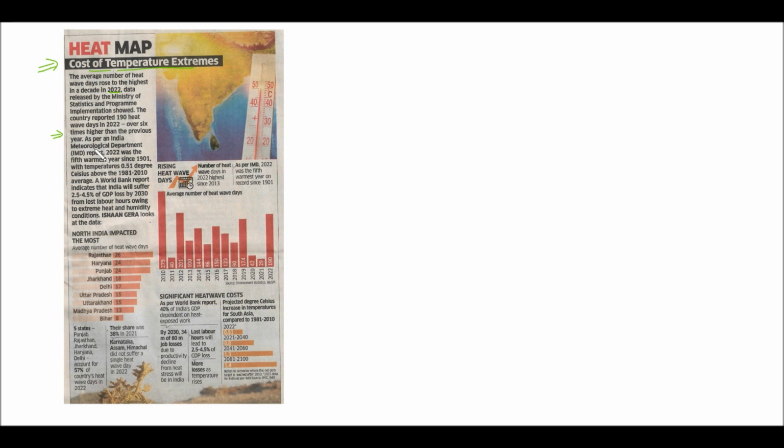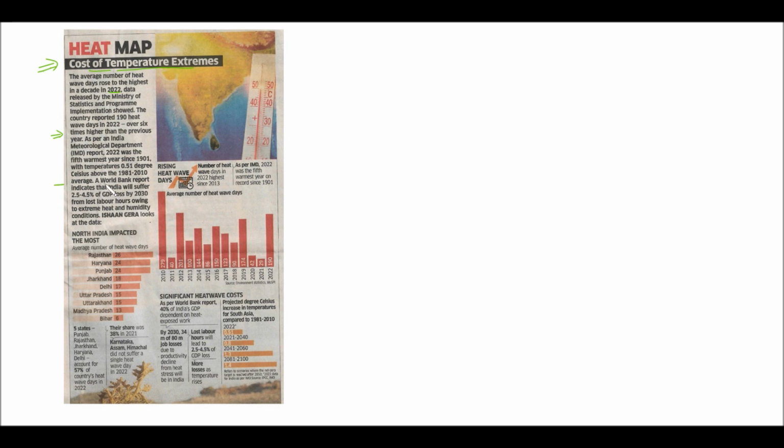As per an Indian Meteorological Department report, 2022 was the 5th warmest year since 1901, with temperatures 0.51 degrees Celsius above the 1981 to 2010 average. So the temperature has increased by 0.51 degrees as compared to the previous numbers. So this is the heat wave that is increasing.